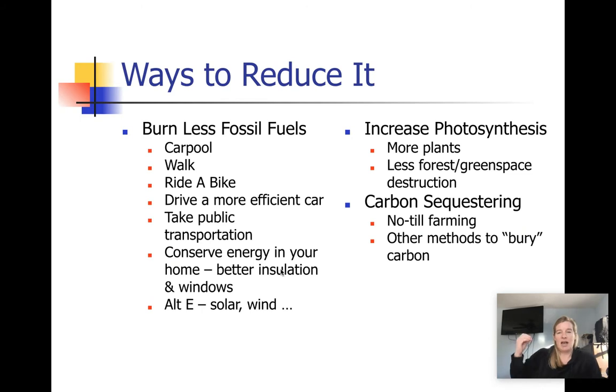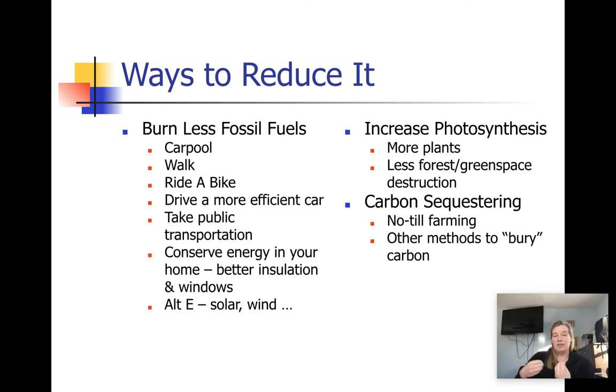When I think about those, again, burning fossil fuels. So burning of gasoline: if I carpool, walk, ride a bike, or drive a more efficient car, it burns less gasoline and releases less CO2. If I take public transportation, less CO2 is being released. Those would all reduce the CO2 emissions from the combustion of gasoline. If I get my electricity in a different way, or I have to spend less energy to heat my home, there'd be less coal combustion for the electricity, or less natural gas combustion for either the electricity or heating of my home. That would reduce CO2 emissions.